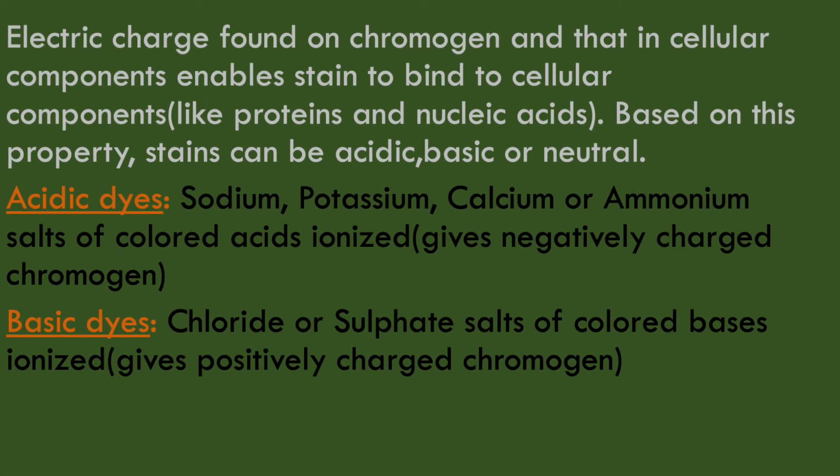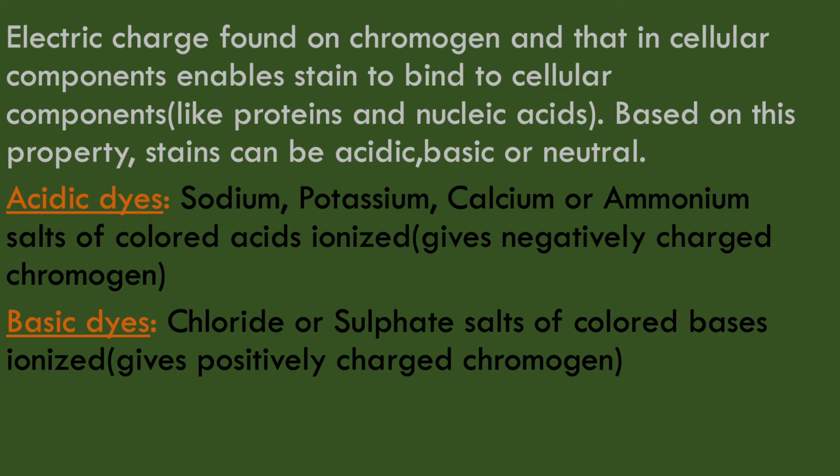Usually, the chromogen part of the stain is electrically charged, and this electric charge found on the chromogen, and that in the cellular components that we are observing, enables the stain to bind to cellular components. Based on this property, stains can be of three types, that is acidic, basic or neutral. Here we are going to discuss each one of these in detail.